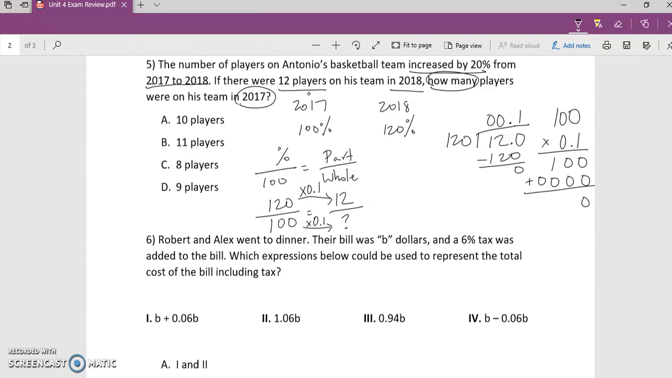So then I know there's 1 decimal here, 0 decimals here. So then my answer is 10 players. Letter A. Again, I was looking for a number that was lower because they added players in 2018. So in 2017, that means I had fewer players. So I had 10 total.